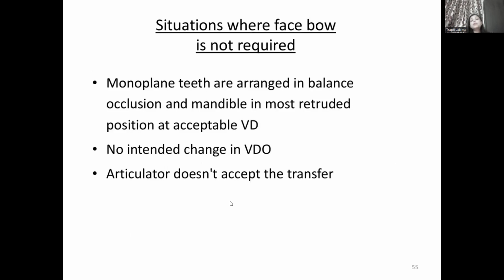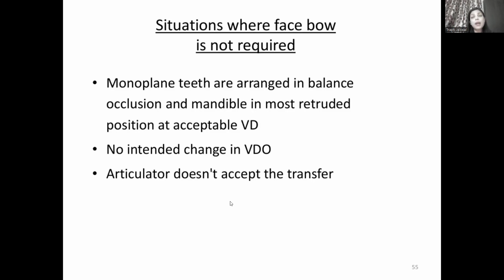And when do we not require facebows? When there are severely resorbed ridges, when we are using monoplane teeth arranged in balanced occlusion, and we do not need the proper cusp to fossa or inclined relationship, then it is not necessary to use a facebow. Also when there is no intended change in the vertical dimension of occlusion, like in a fixed prosthesis where only a single tooth needs to be replaced, then there's no need to take the facebow transfer.